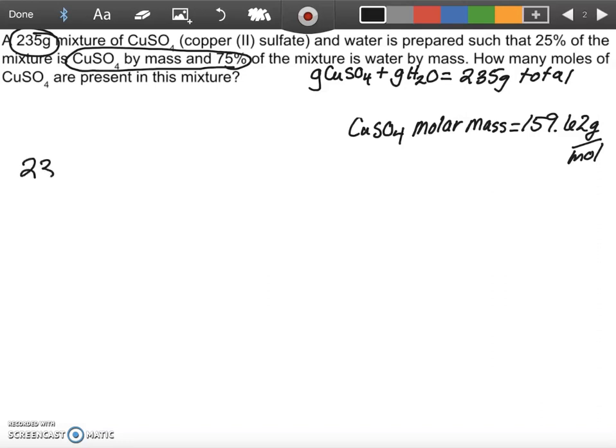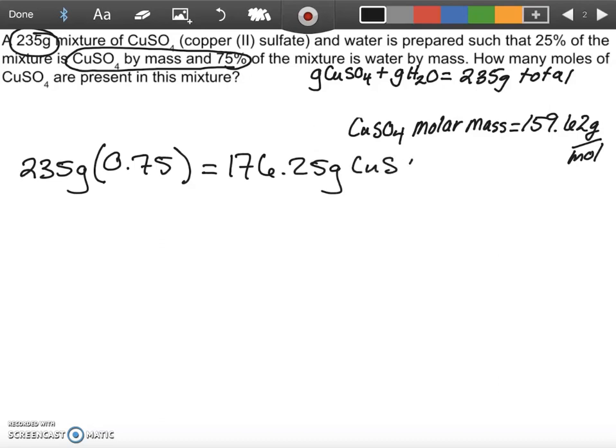We know that 235 grams of this mixture is the total mass. If we multiply it by the percent that is made up of copper 2 sulfate, which is 75%, in its decimal form, this will tell us how many grams of this mixture is copper 2 sulfate, or the CuSO4. Let's go ahead and do that. So 235 grams times 0.75 means that there are 176.25 grams of copper 2 sulfate in this mixture.